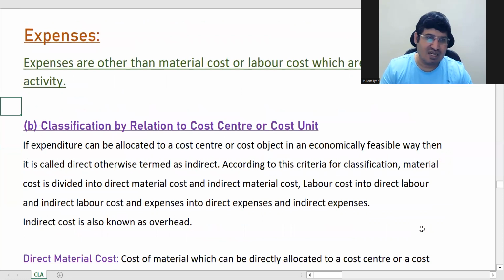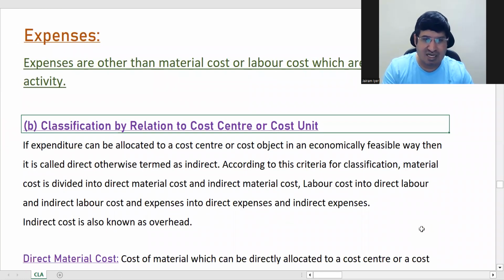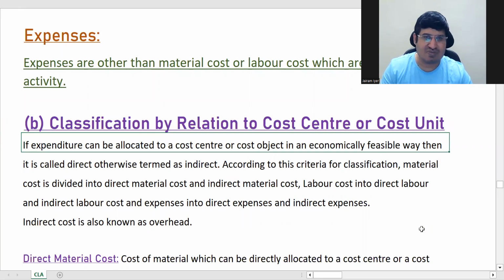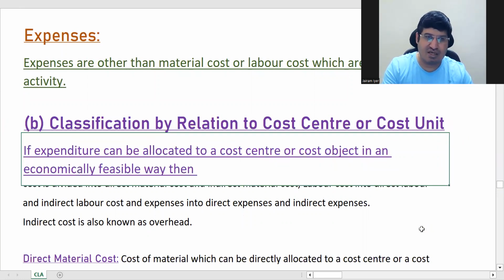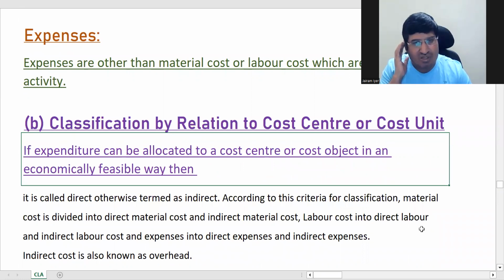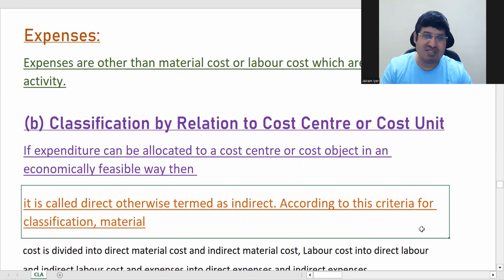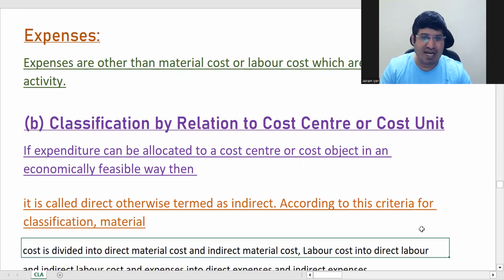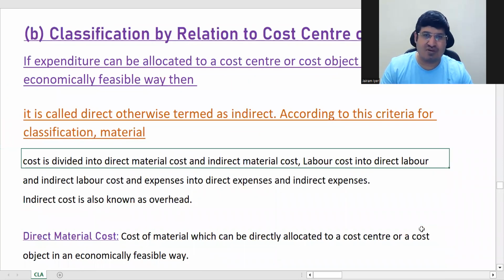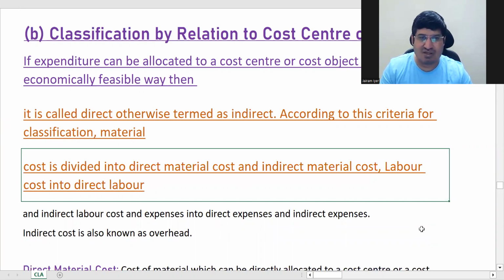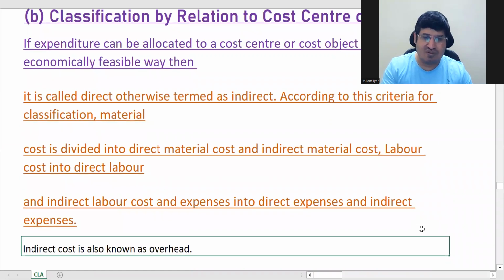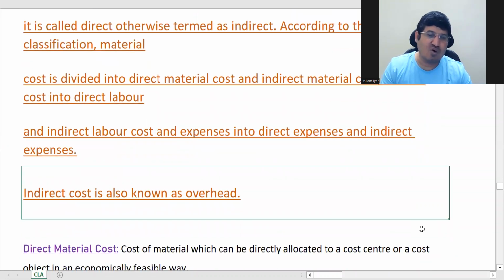Next is classification in relation to cost center or cost unit. If expenditure can be allocated to a cost center or cost object in an economically feasible way, then it is called direct. Otherwise, indirect. Here we are talking about direct and indirect. Material cost is divided into direct material and indirect material, labor into direct and indirect, and expense into direct and indirect. Indirect cost is called overhead: indirect material, indirect labor, indirect expenses.